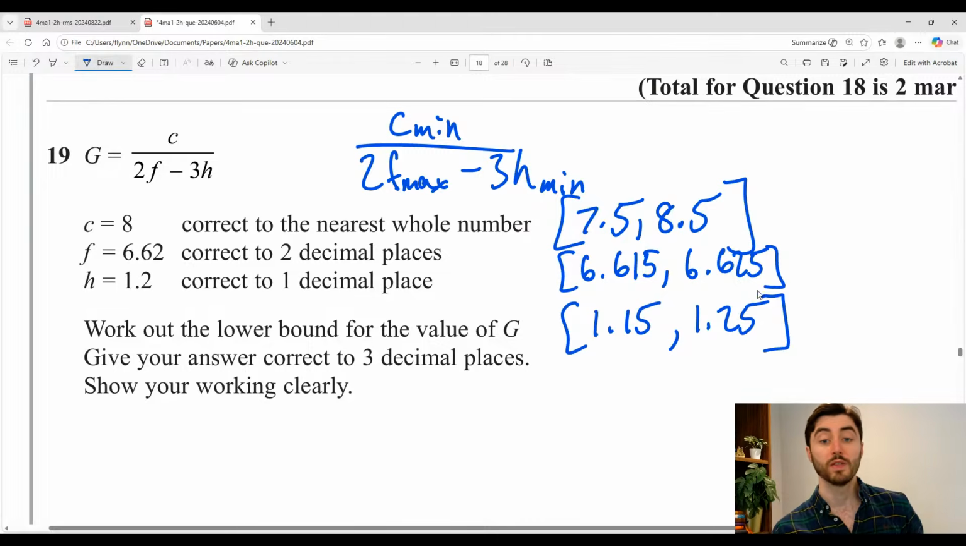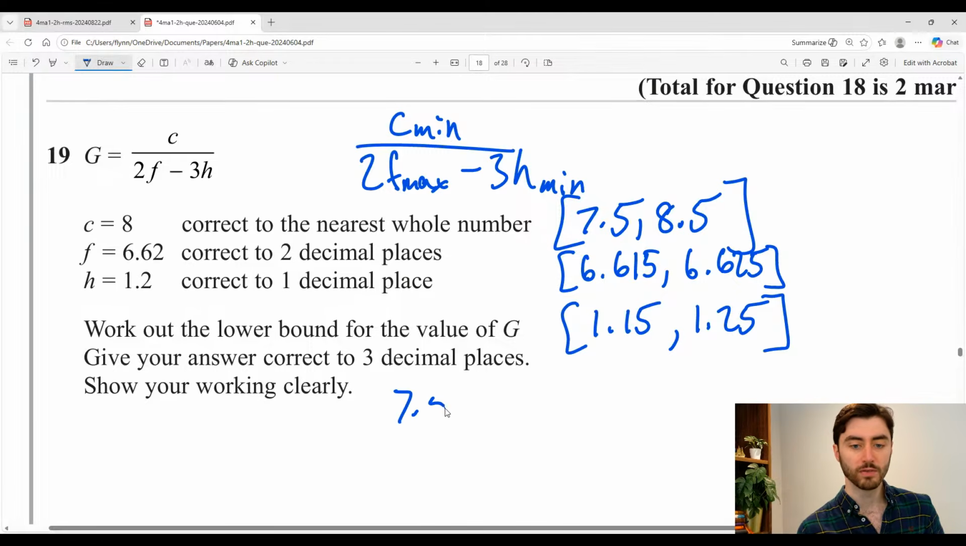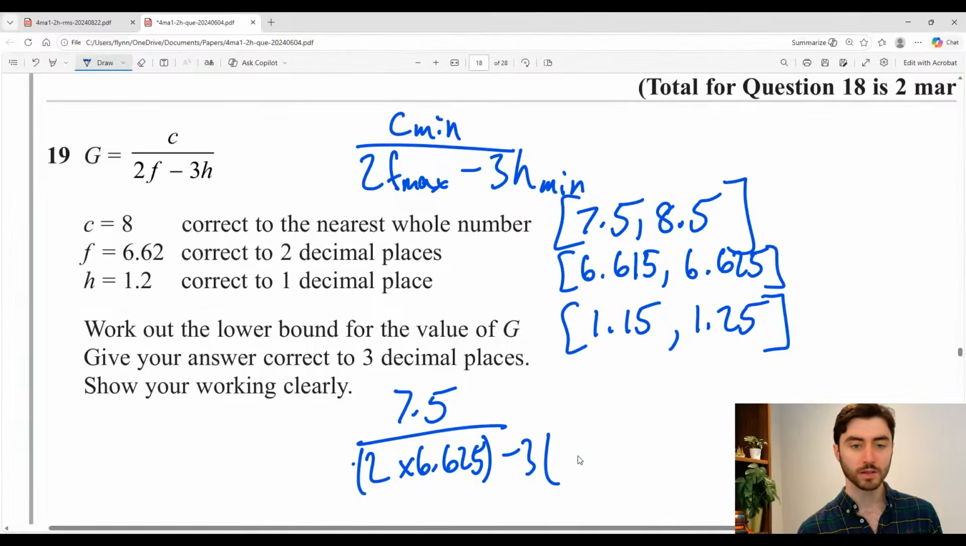So now we've worked out what these bounds are for c, f, and h. We can just plug in the values that we need. So c min is 7.5. 2 times f max, well, the maximum f was 6.625. Minus 3 lots of the minimum h, which was 1.15.